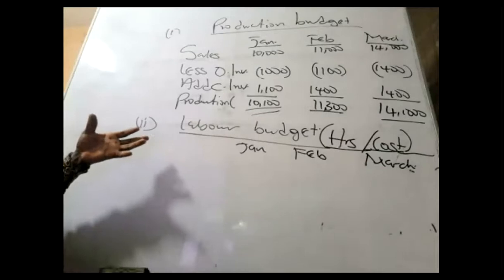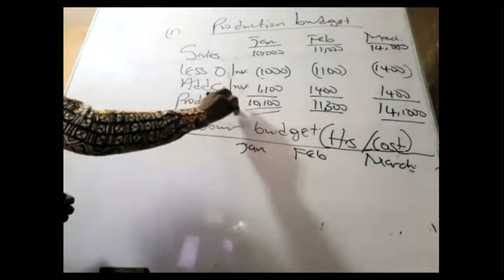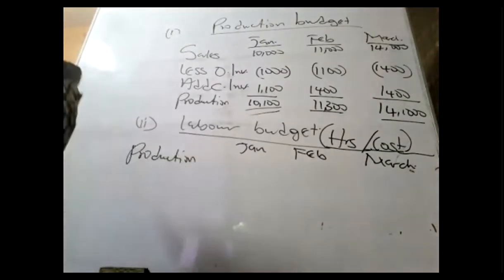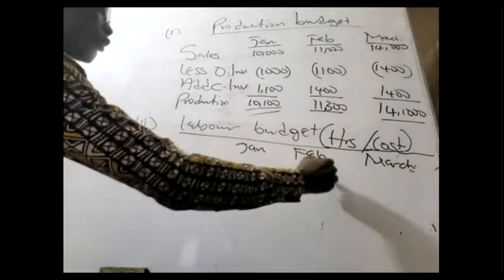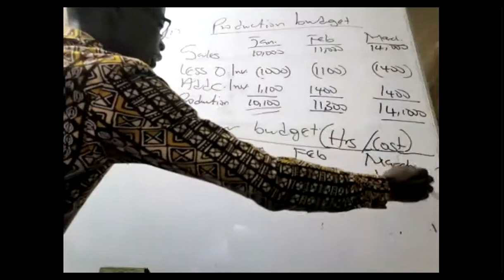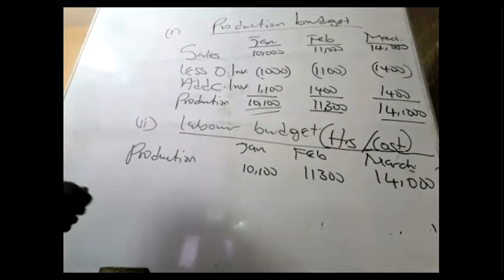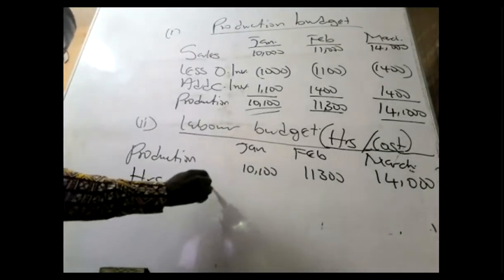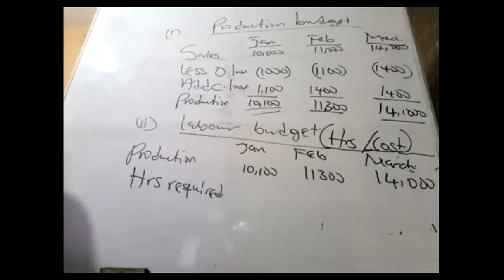Now, these production units that we have determined for the company, we bring it here. So I start the production. Here they must produce 10,100, 11,300, and 14,100. Now, then I will tell the examiner hours required. So if I want to produce a unit of the product, how many hours do I need? That is all. So let's go and look for those hours and then the cost.